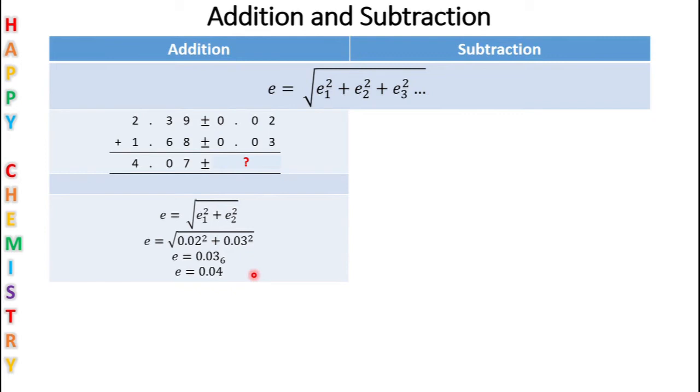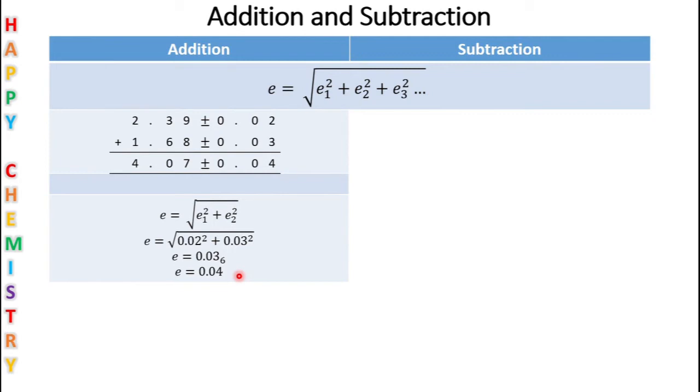The arithmetic answer has 2 decimal points. The error also occurs at the second decimal place. Therefore, final answer can be kept for 2 decimal places, and the final answer is 4.07 plus or minus 0.04.